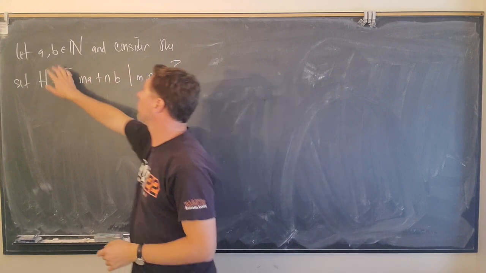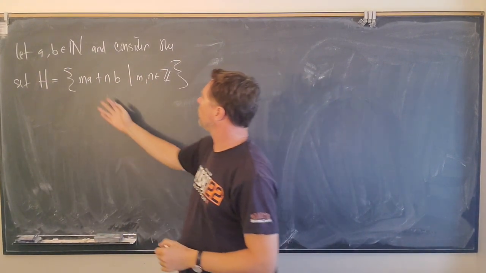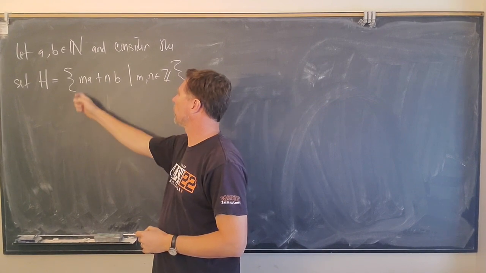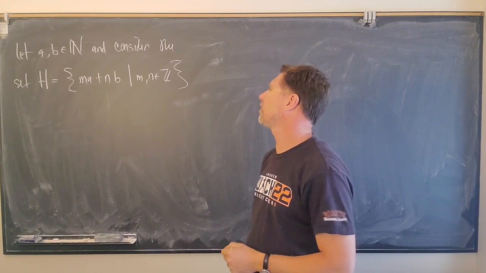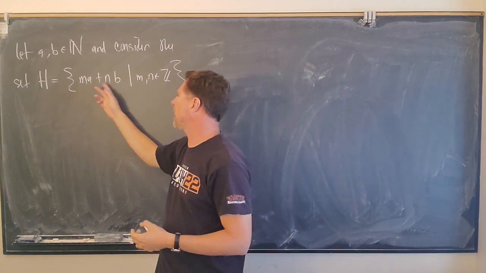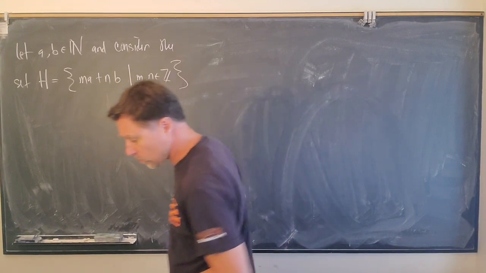So we started off with a couple of positive integers, A and B. Those are the natural numbers. Then we look at all possible expressions of this form: integer times A plus integer times B. Notice that since M, A, N, and B are all integers, this is a subset of the integers.